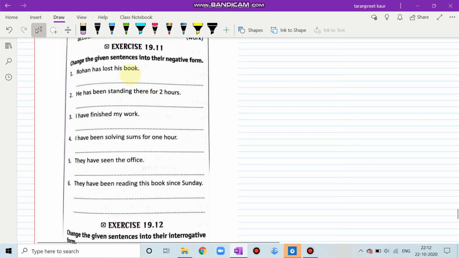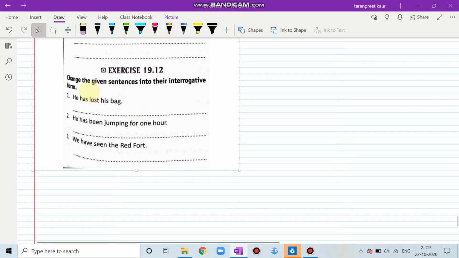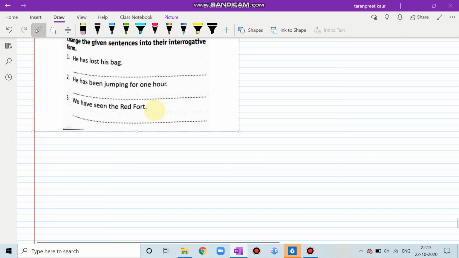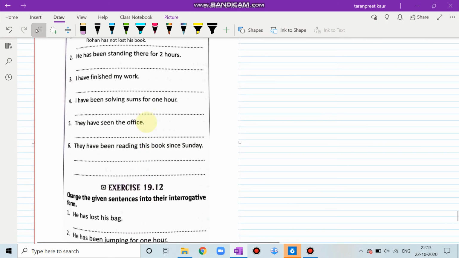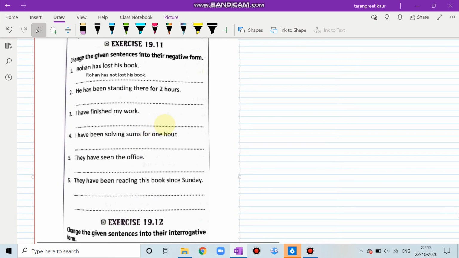19.11 is very easy. You have to change them into their negative form. Like Rohan has lost his book. So simply it will become that Rohan has not lost his book. So this is how you will be doing it. 19.12, change the given sentences into their negative form. Again, the same thing which is to be done by you. And 19.13 is a miscellaneous exercise which consists of all the parts from the present tense. That will be for the practice.